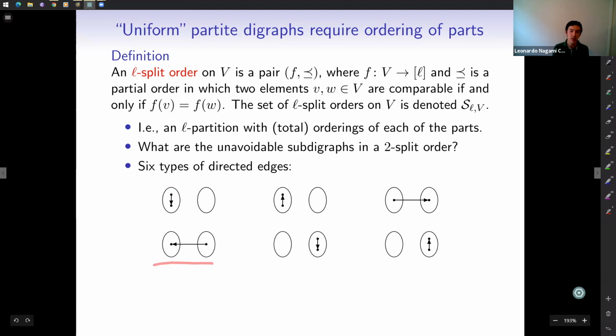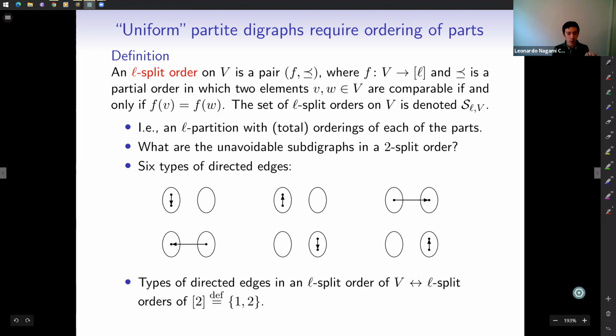You have edges between the parts. Here, you don't need to care about orders because there's no order between vertices in different parts. And you have the other case as well, the edges in the other part, and you have 2 types of it. And as before, the unavoidable guys, let me rephrase that before we talk about unavoidable guys.